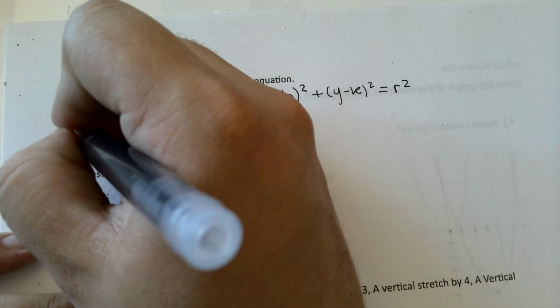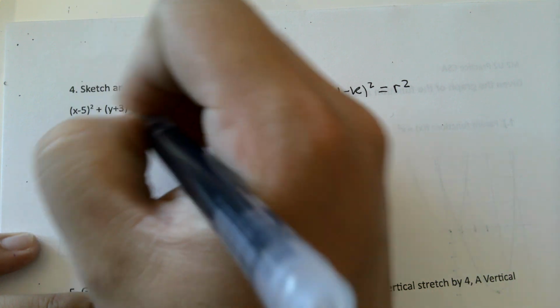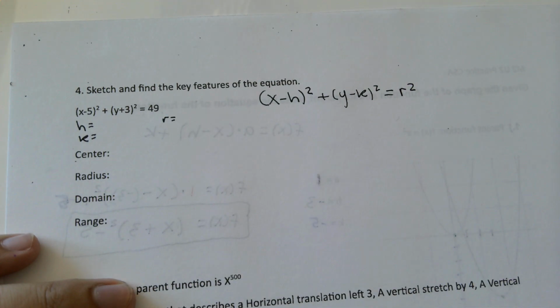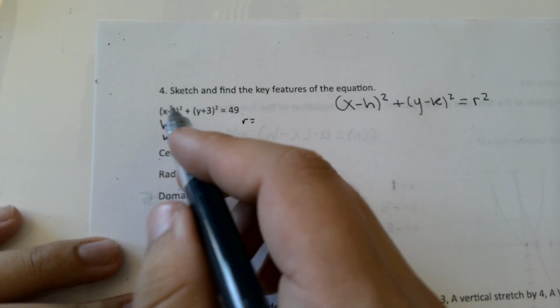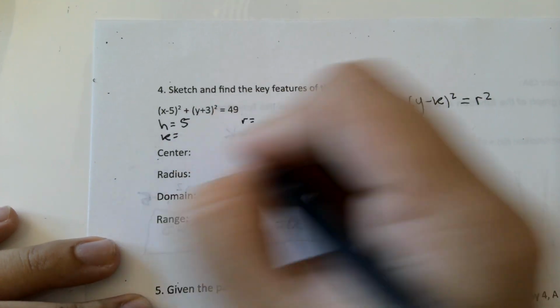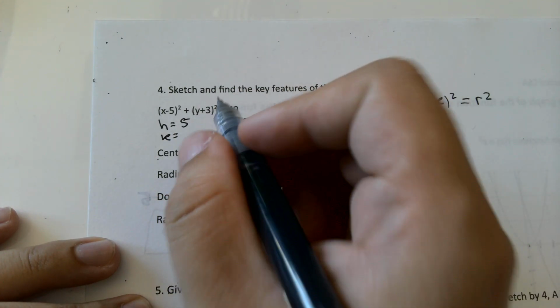So I have to find what h is, what k is, and what r is. In a circle, they both switch signs. So h switches signs from what you see. Therefore, h is 5, k is -3.